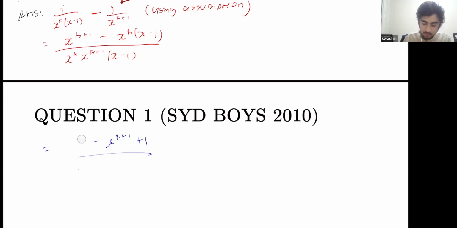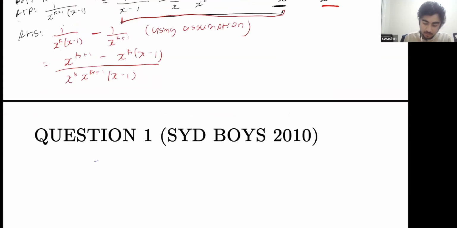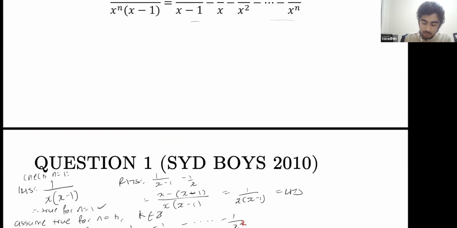We can actually cancel out some of the common terms. Actually, no, we can't do that. Let's continue with the process. Plus xk, x^(k+1), x minus 1. These two cancel out, and this cancels out. That's going to give you 1 over x^(k+1), x minus 1, which actually equals the left-hand side of our required proof.